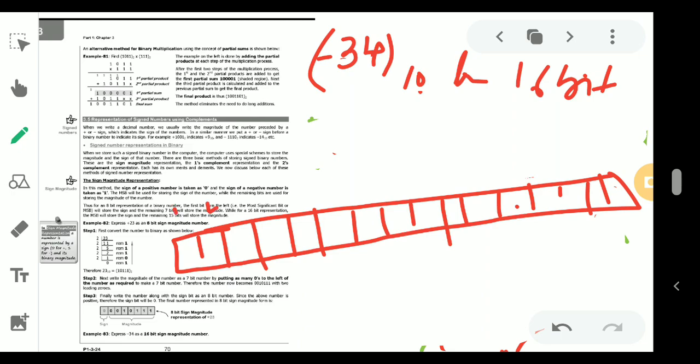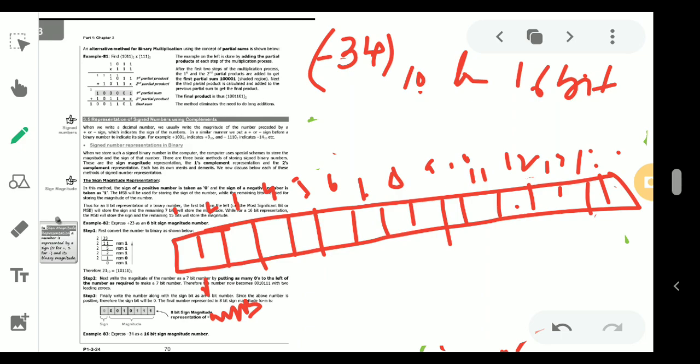One, 2, 3, 4, 5, 6, 7, 8, 9, 10, 11, 12, 13, 14, 15, 16. So 16 bits are there. So what will happen if it is a negative number? In the MSB bit part, I will already fill 1. Why? Because it is a negative representation. Now we will start filling the next digits.